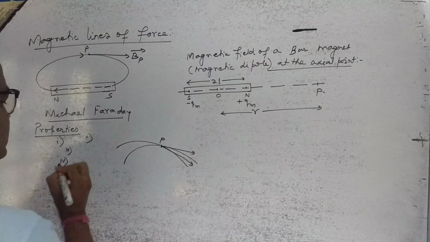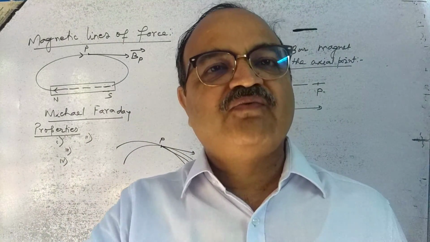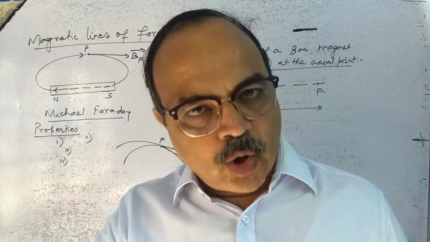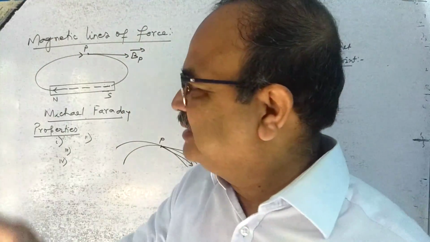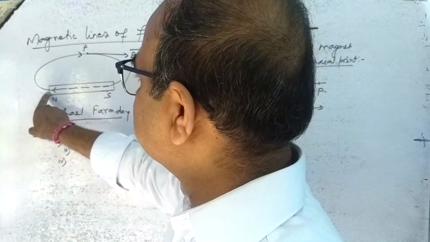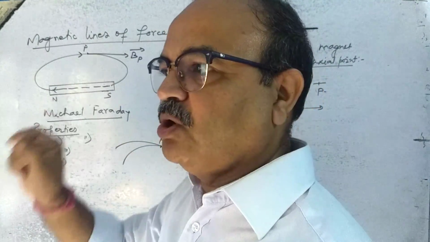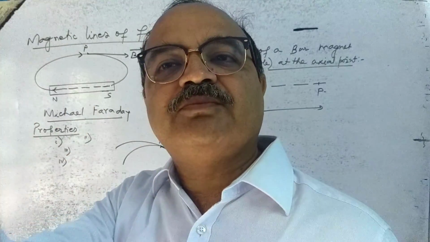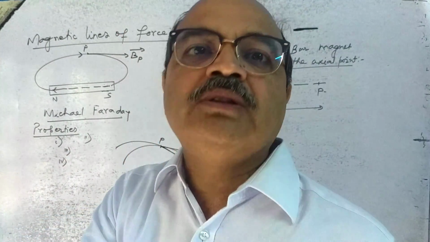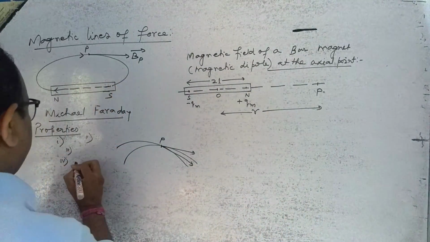Number 4, magnetic lines of force start from and end on the surface of the magnet normally. Means it will start from here normally, and it will end here normally, on the surface of the magnet. It will be starting from the surface of the magnet and ending on the surface of the magnet normally. Number 5.